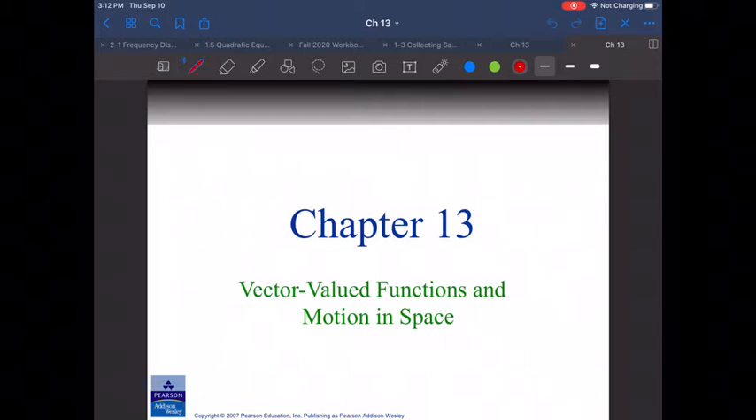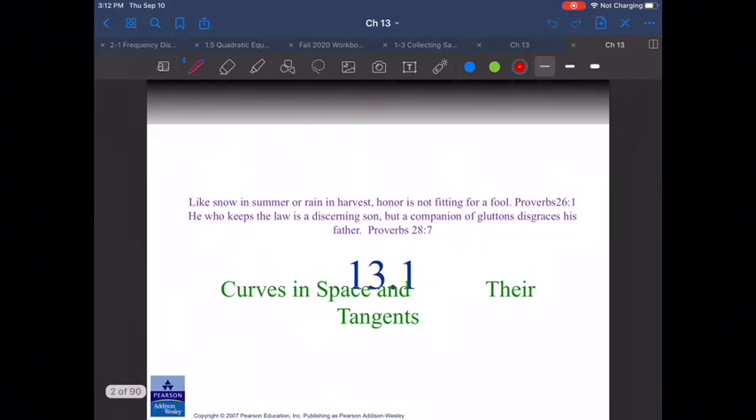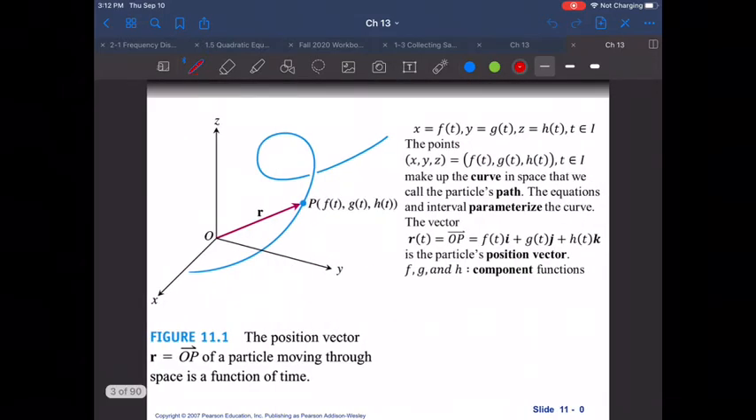Now what's going to happen with these is we're going to plug in, well, you can really plug in vectors or scalars, but I think we'll mostly plug in scalars, and the output is going to be some sort of vectors. So without further hesitation, let's get started on 13.1, curves in space and their tangents. Sorry, that's a little wonky, but let's go ahead and look at this.